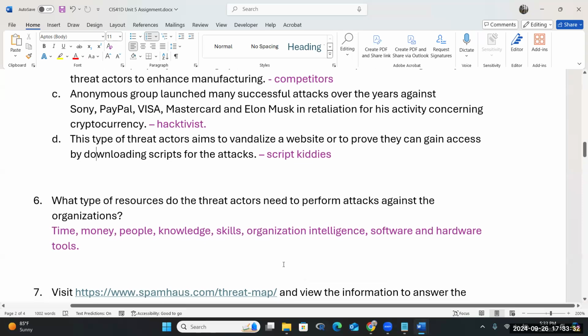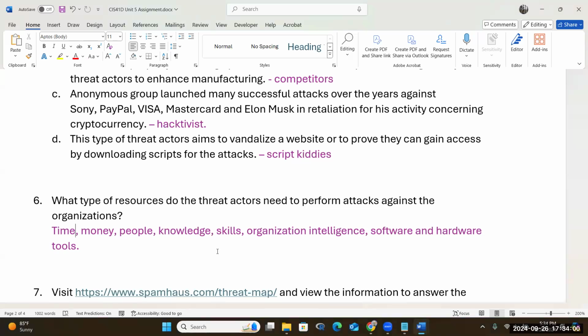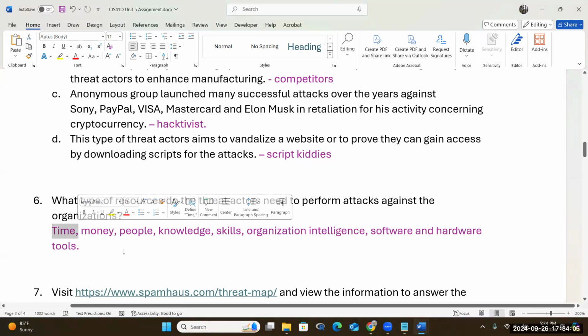So what kind of resources do the threat actors need to perform their attacks against organizations or the larger enterprises? Time is the biggest area. And time would allow them to gather information. So recon takes a lot of time. Reconnaissance would require days, months, and years. It depends, right? Because the attack can happen in minutes, a very short time. And so you would need to dedicate a lot of time to investigate before that attack happens.